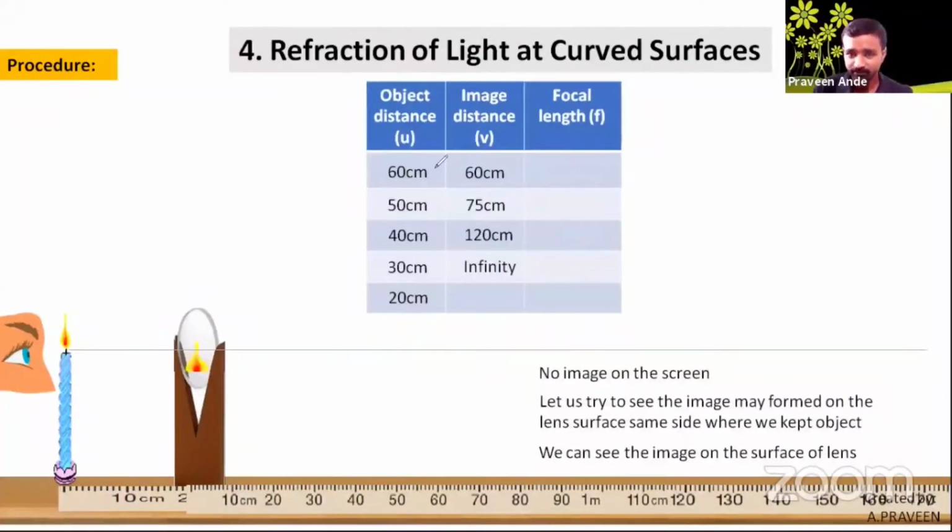Here, see, I am selecting the object distance, suppose 60 centimeters, and image distance is 60 centimeters. Then what is the focal length? Let me try to find out here. Here I have the relation 1 by f is equal to 1 by v minus 1 by u. What is u here? 60 centimeters. What is v here? 60 centimeters. Then apply sign convention rules.